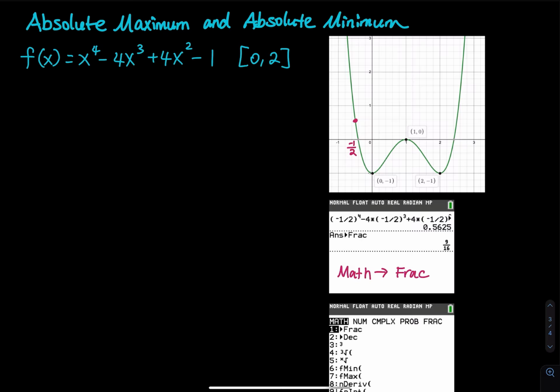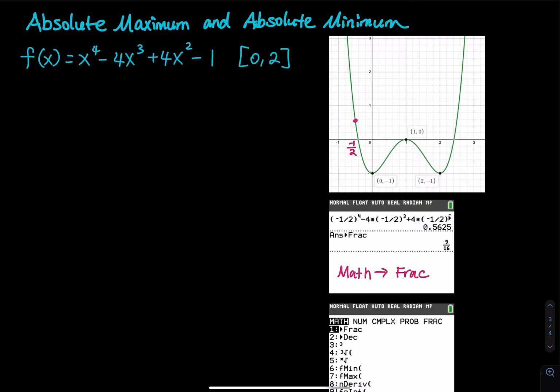Finding the absolute maximum and minimum of the function f of x equals x to the fourth minus 4x to the third plus 4x squared minus 1 within the closed interval from 0 to 2. So the first step is, let's find the first derivative.